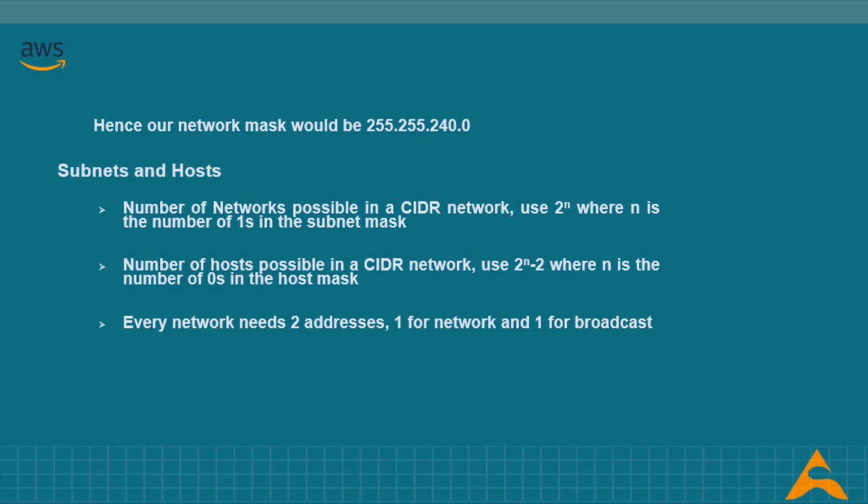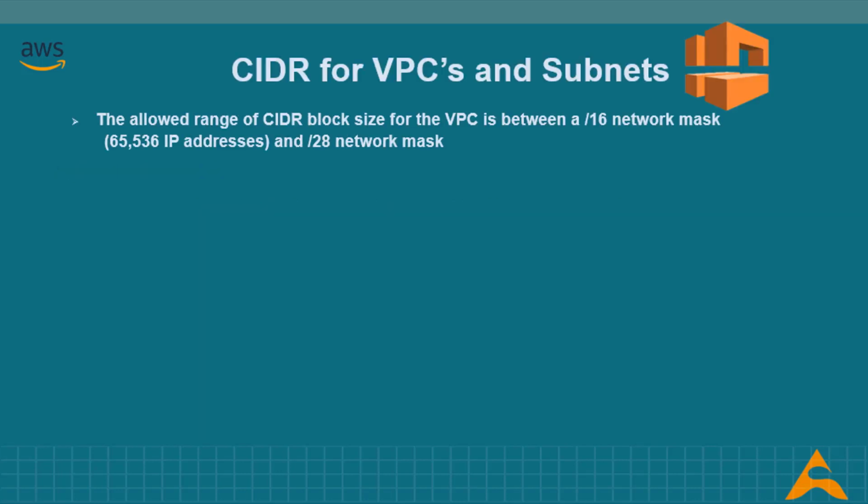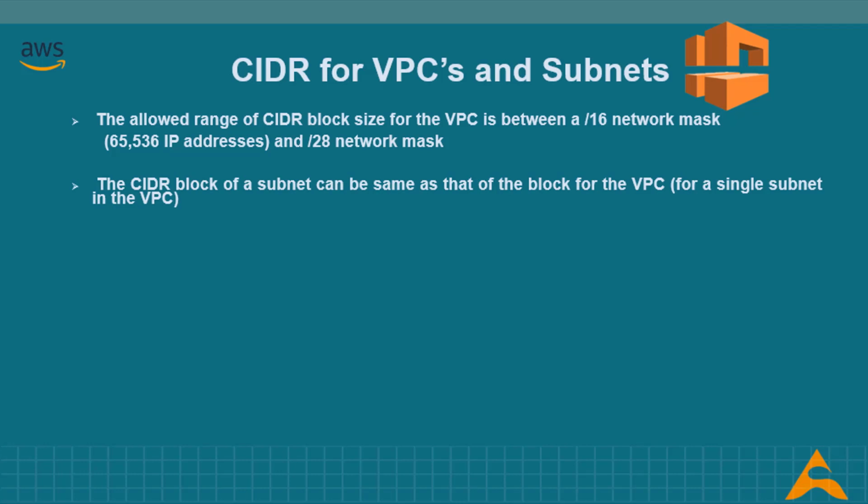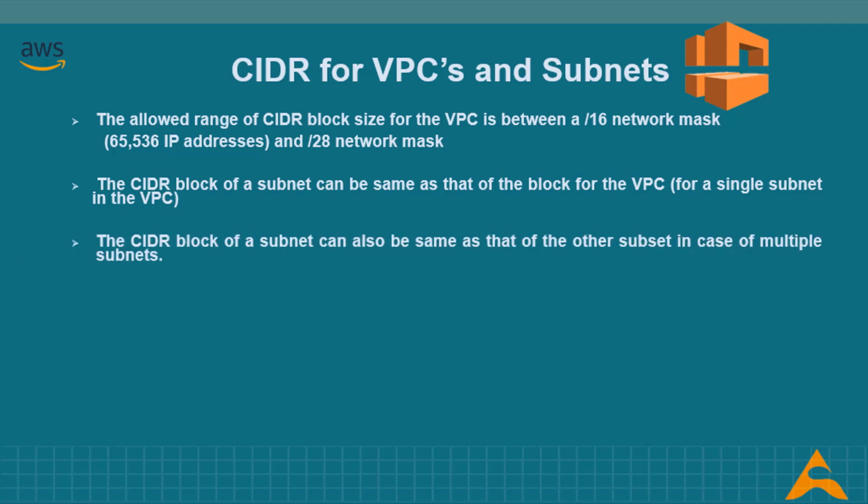Now let's understand CIDR for VPCs and subnets. The allowed range of CIDR block size for a VPC is between a /16 network mask and a /28 network mask. The CIDR block of a subnet can be the same as that of the VPC. The CIDR block of a subnet can also be the same as that of another subnet in case of multiple subnets.